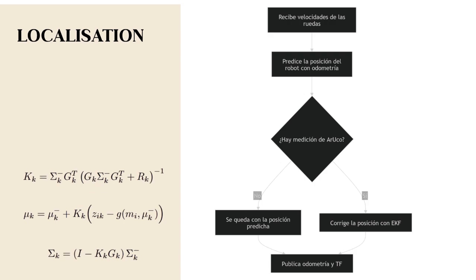Then how the localization node works is that first it gets the velocities from the encoders, then it predicts the position using odometry, then it decides if there has been an Aruco or not. If there hasn't, then it stays with the predicted position, and if there has, it corrects the position with the Kalman filter, and then it publishes the odometry and the transform.